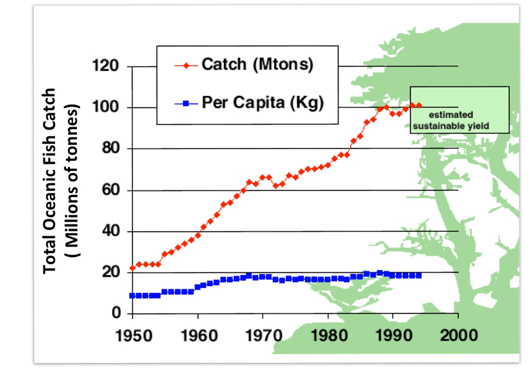This graph displays total oceanic fish catch. Since 1950, world fish catch has climbed and reached 100 million tons, but has not risen higher over a number of years. 100 million tons is argued by some to be the maximum sustainable yield, while others argue that 100 million tons has exceeded sustainable yield.